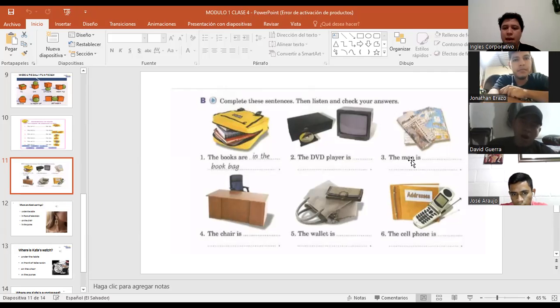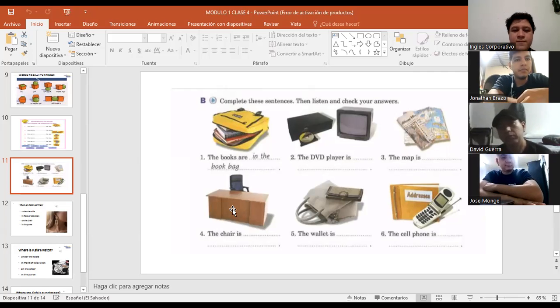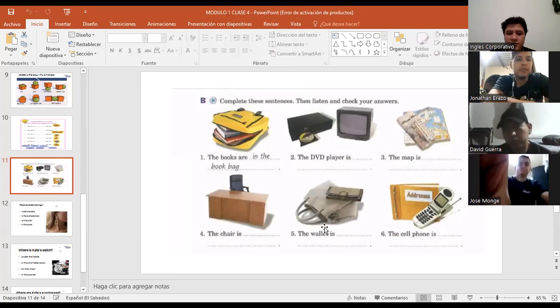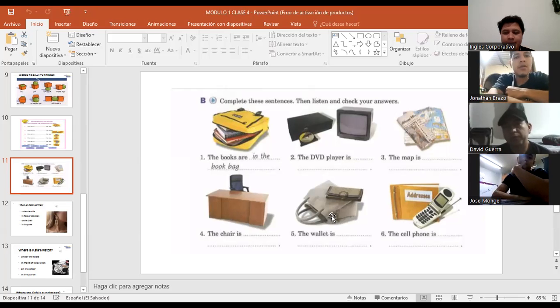Now, let's see this one. The map is, el mapa está abajo, the? Under the newspaper, perfect. Now, let's see this one, the chair is? Behind the desk. Perfect. Desk, escritorio. Now let's see the wallet. Guess wallet, chicos. Wallet in Spanish? Billetera. So the wallet is? On the purse, right? The purse. Cartera, right? The purse.